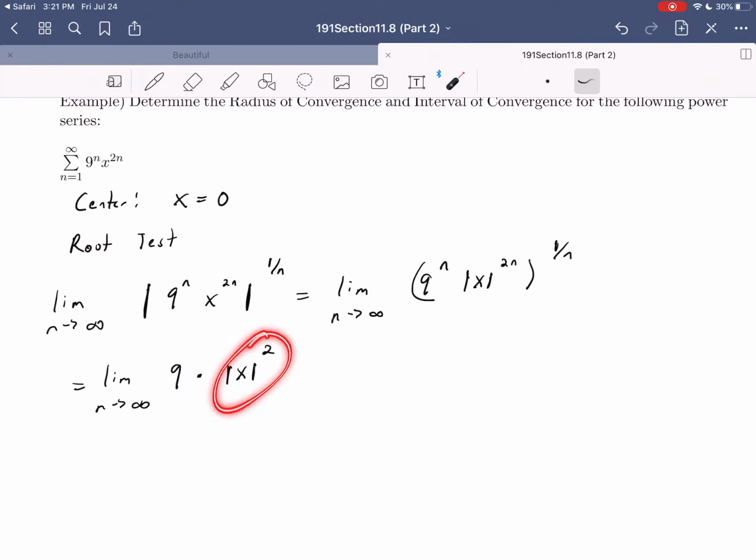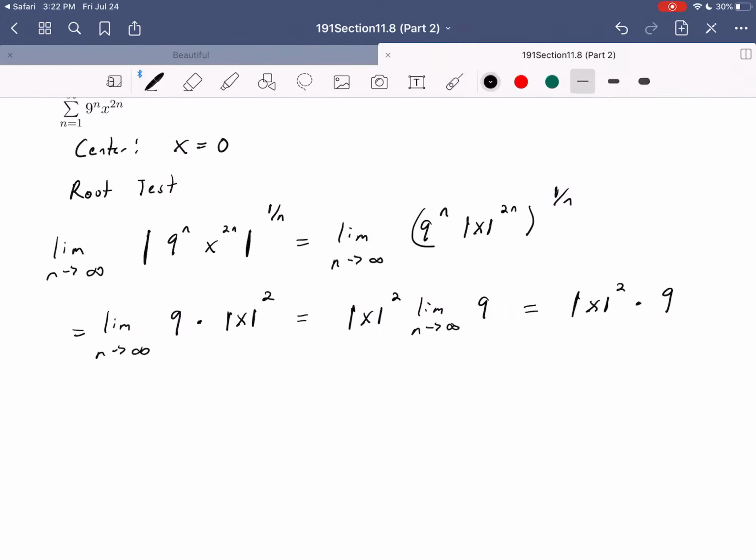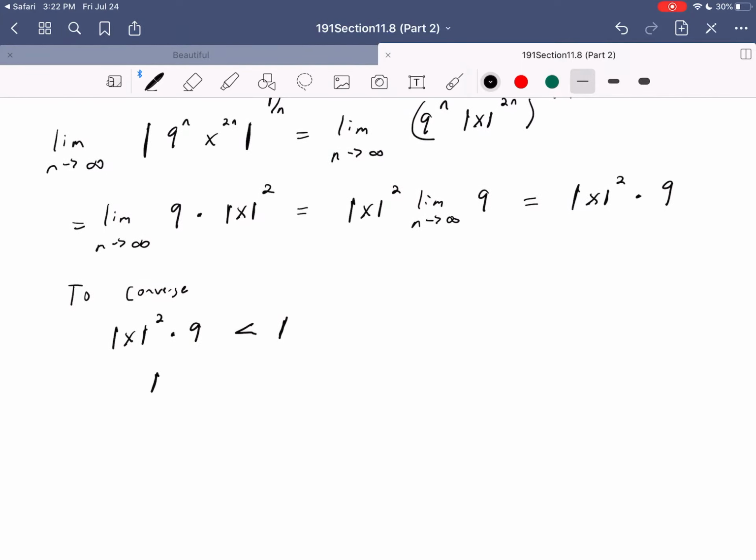Once again, this time it didn't just boil down to an absolute value like the other ones; this time it still has a square. The main thing, though, is that this doesn't involve an n, so we can just stick this out front. So we get absolute value x squared times the limit as n goes to infinity of 9. Well, that's sort of dumb. That's just absolute value x squared times 9, right? Because there's no n in this limit, so of course it's just going to be 9. To converge, we need this absolute value x squared times 9 to be less than 1. We can solve that: absolute value x squared is supposed to be less than 1/9.